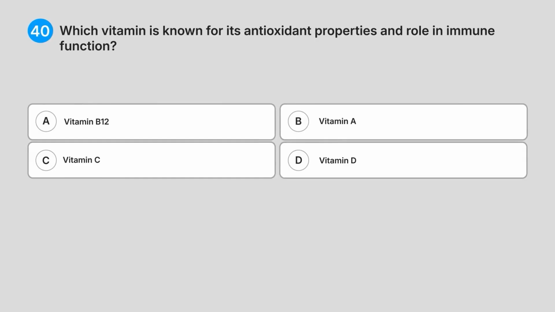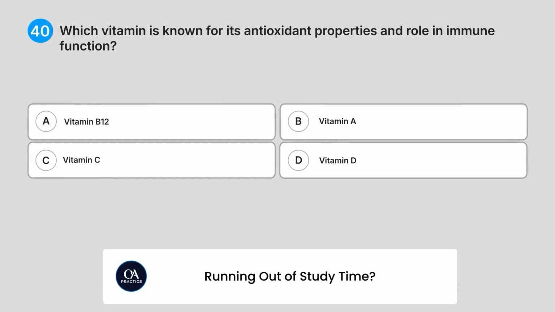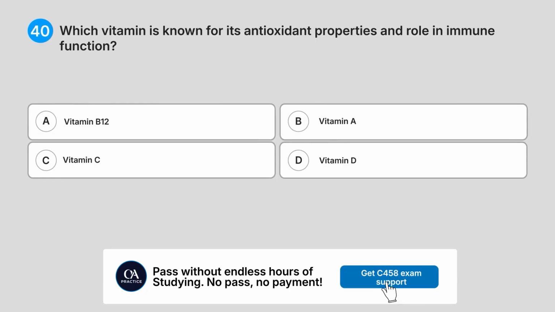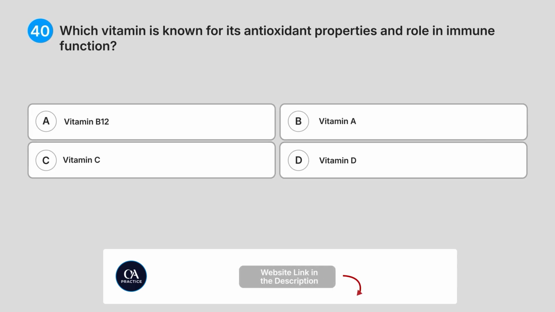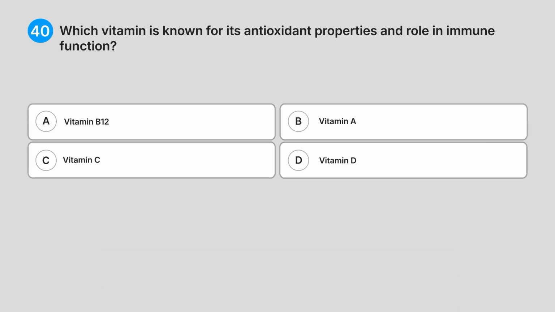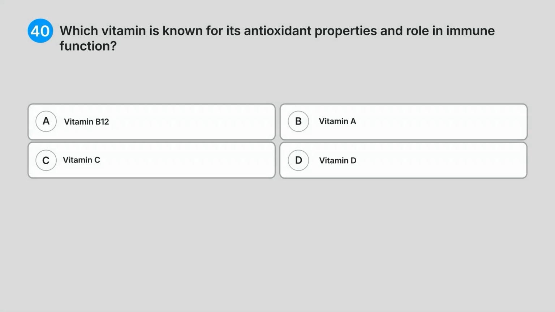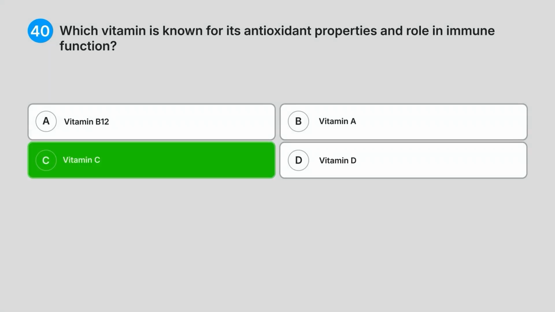40. Which vitamin is known for its antioxidant properties and role in immune function? A. Vitamin B12. B. Vitamin A. C. Vitamin C. D. Vitamin D. What do you think is the answer? Correct answer, C. Vitamin C.